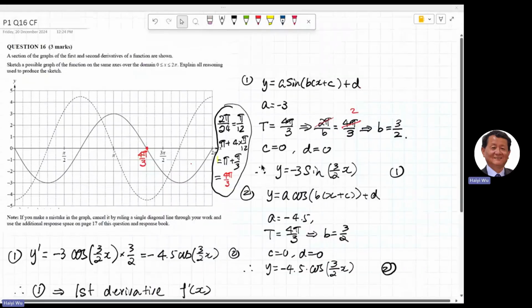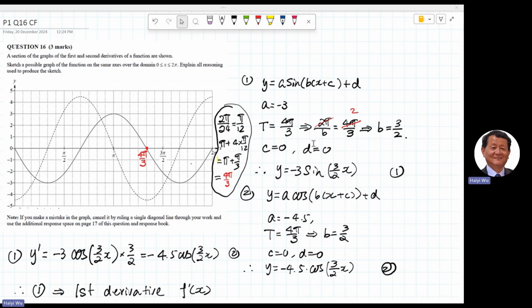Hello again. Today we're going to do a graphing question. It's question 16 of the Queensland QCAA External Assessment 2022, Paper 1. A sine and cosine graph is given. We've got two graphs.